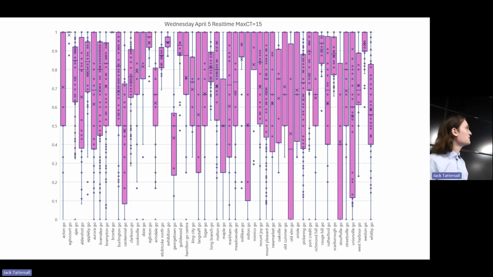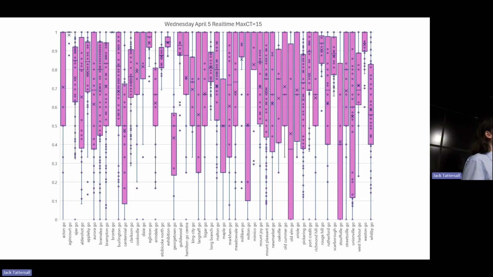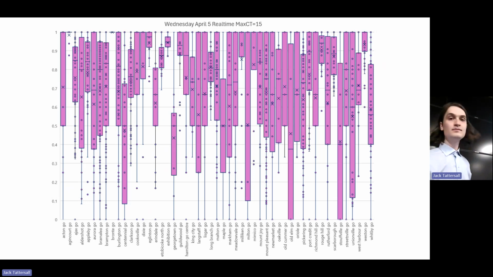I also want to note, 15 minutes is an interesting connection window to use, because the majority of suburban bus services in Toronto run around every 30 minutes. And if you arrive at a bus stop completely at random, you will wait an average of 15 minutes for the bus. So this is a random connection in a sense, and not necessarily showing us that we are timing services around a GO train well.